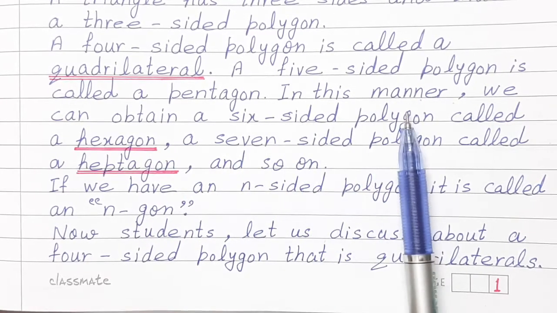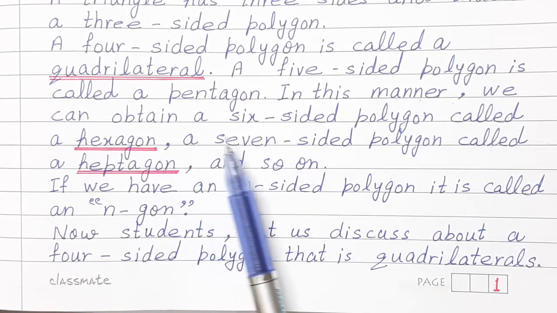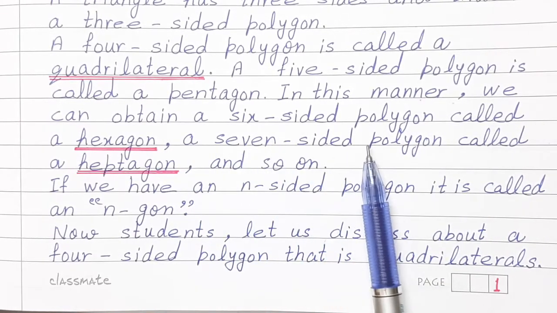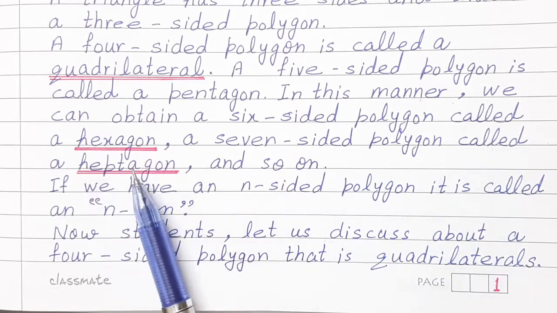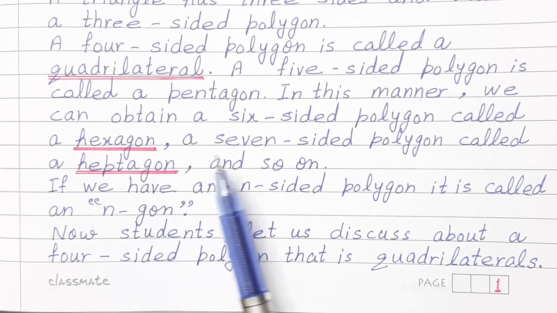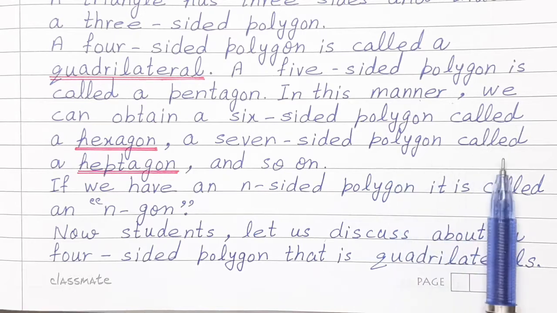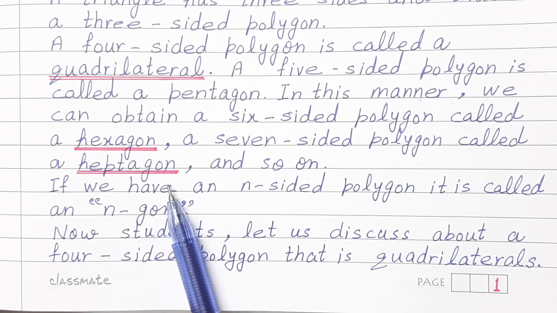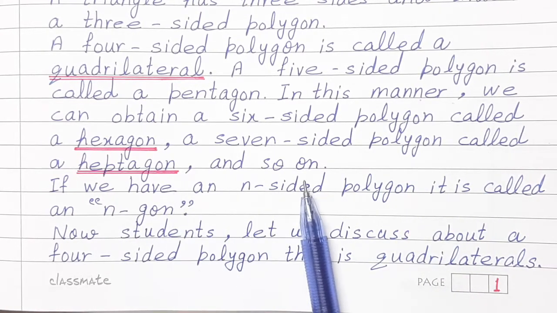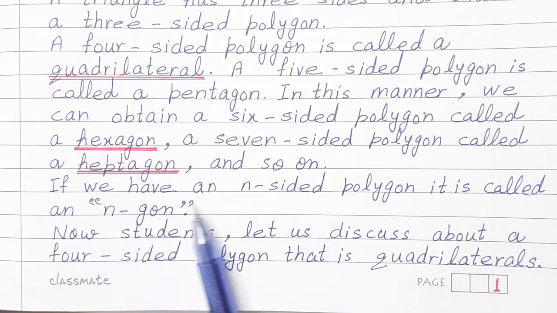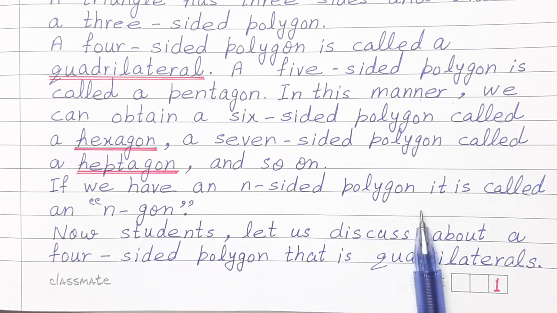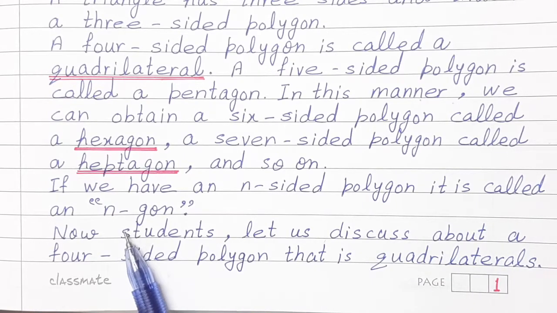Children, in this manner, we can obtain a 6-sided polygon called a hexagon, a 7-sided polygon called a heptagon, and so on. If we have an n-sided polygon, it is called an n-gon. Now children, let us discuss 4-sided polygons, that is quadrilaterals.